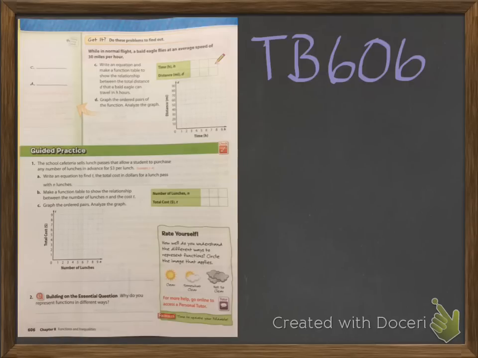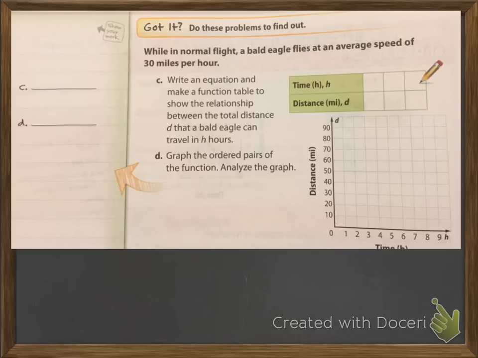All right, now we're on textbook page 606. So you just want to identify textbook page 606, and we're going to zoom in on the next slide. On textbook page 606, it says, got it? Do these problems to find out. So you want to pause the video now, and try this one on your own.